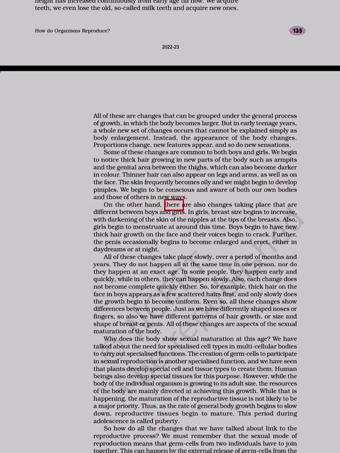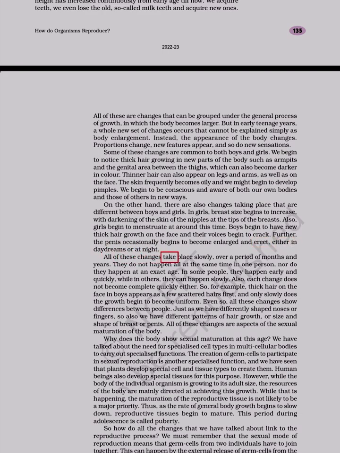On the other hand, there are also changes taking place that are different between boys and girls. In girls, breast size begins to increase, with darkening of the skin of the nipples at the tips of the breasts. Also, girls begin to menstruate at around this time. Boys begin to have new thick hair growth on the face and their voices begin to crack. Further, the penis occasionally begins to become enlarged and erect, either in daydreams or at night.